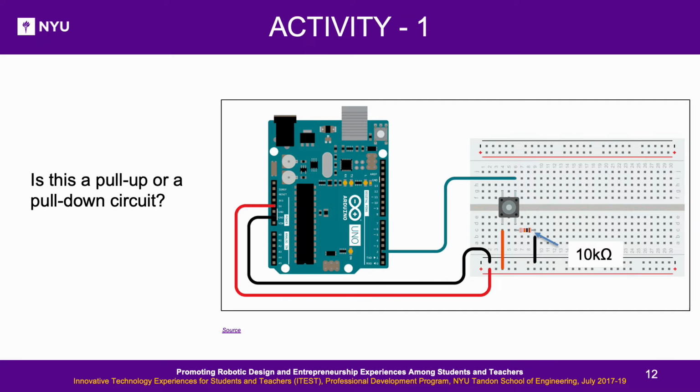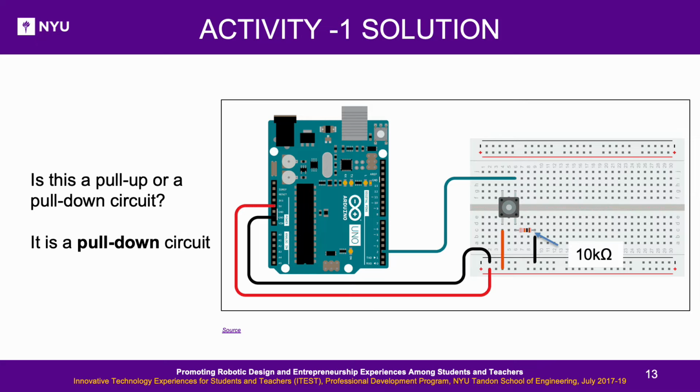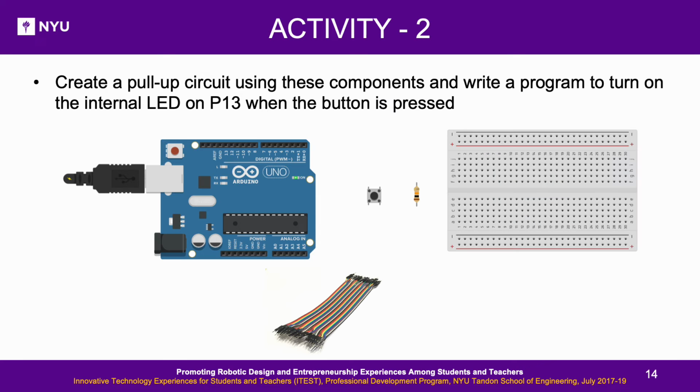Activity 1. Is the circuit shown in the picture a pull-up or a pull-down circuit? Activity 1 solution. It is a pull-down circuit, as the resistor is connected to the ground. Activity 2. Create a pull-up circuit using these components and write a program to turn on the internal LED on P13 when the button is pressed. Components required for this activity are Arduino Uno, button, 10 kΩ resistor, jumper wires, and breadboard.